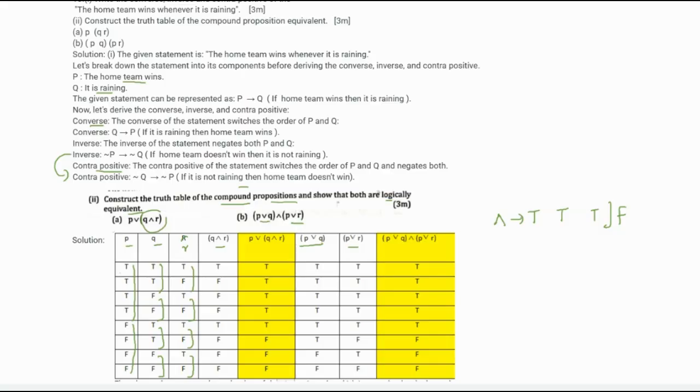If it is T and T, it is T. So the first one is T and T, it is T. Then you have T and T, it is T. The remaining are all false.